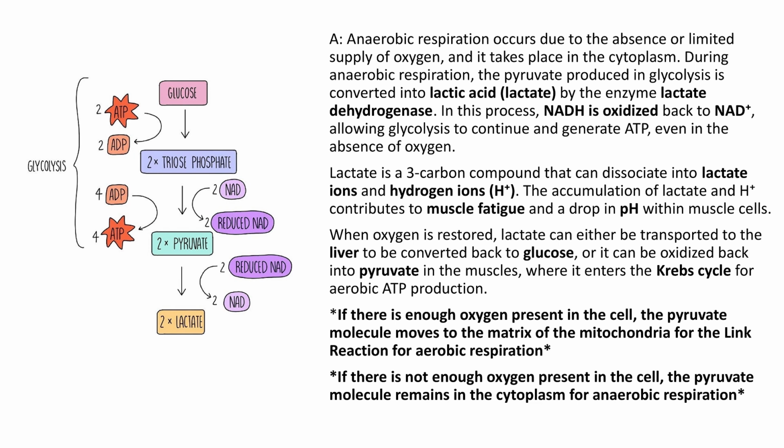So what is anaerobic respiration? Anaerobic respiration occurs when there is an absence or a very limited supply of oxygen, and it takes place in the cytoplasm. During anaerobic respiration, the pyruvate that is produced in the glycolysis stage is converted into lactate or lactic acid by the enzyme lactate dehydrogenase.